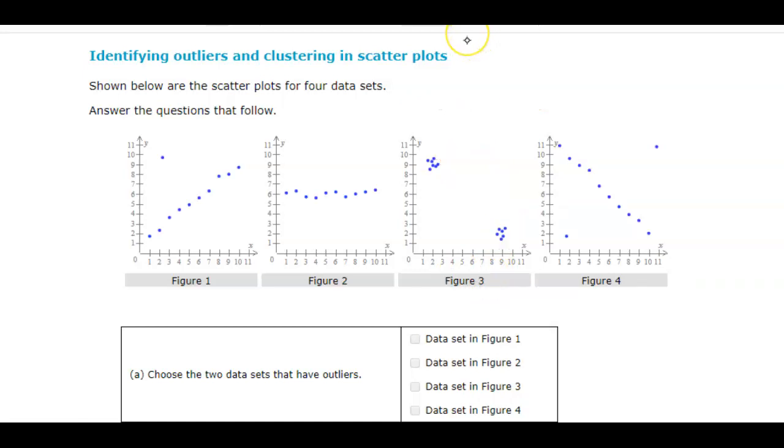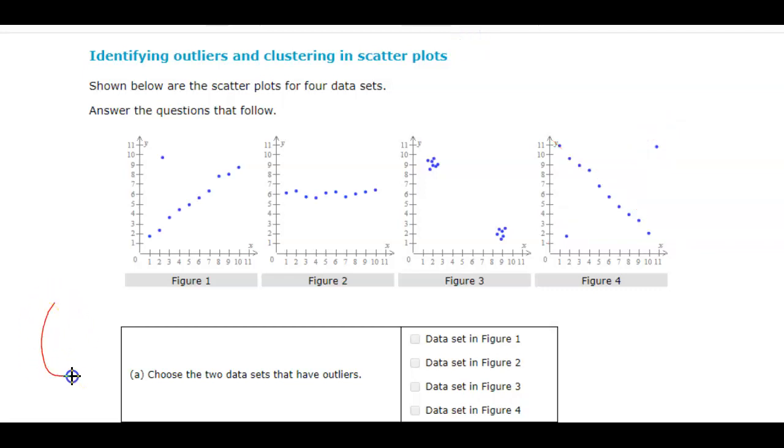And then the last one over here, we've got this negative linear relationship. I don't see any clusters, but I see maybe this one way over here all by itself, and this one over here, and that one's all by itself. Okay, so that's what clusters and outliers are.